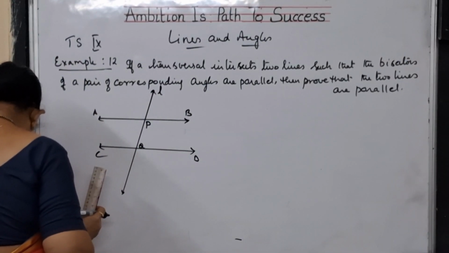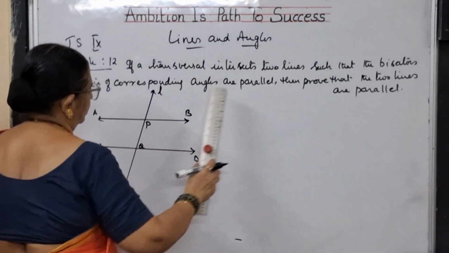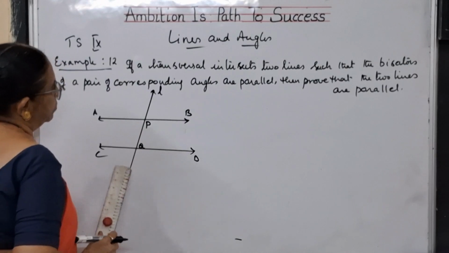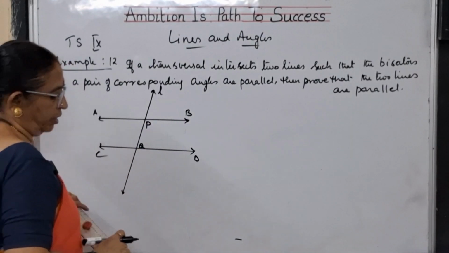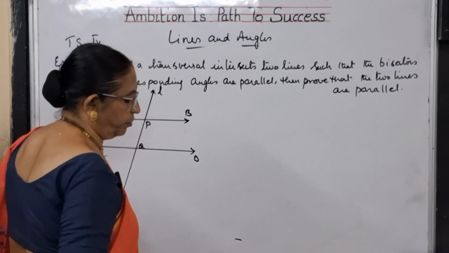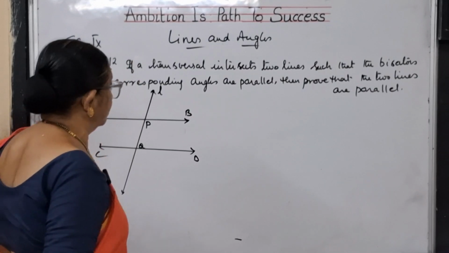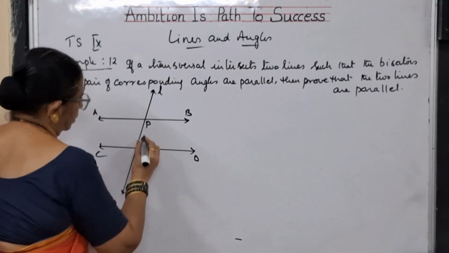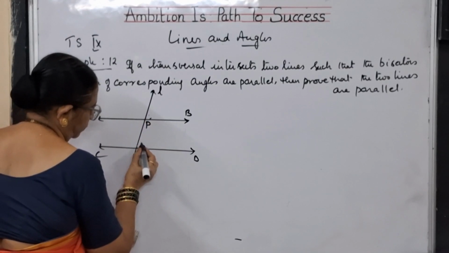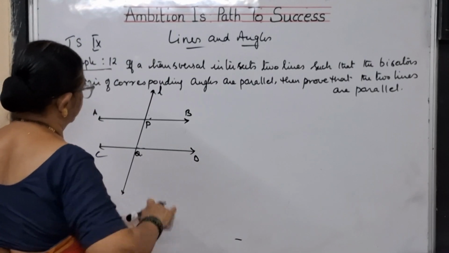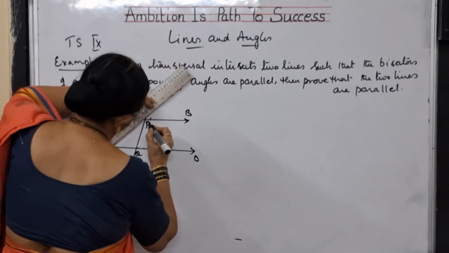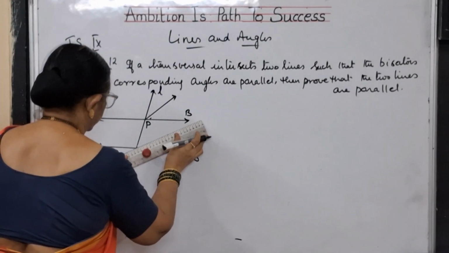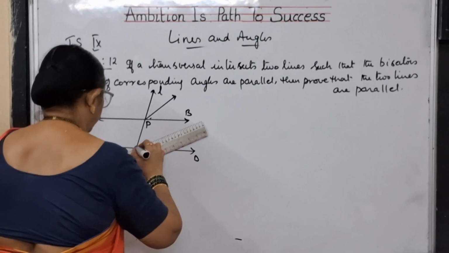Now, what is it that they have given? If a transversal intersects two lines such that the bisectors of the pair of corresponding angles are parallel. These two are corresponding angles, angle P and angle Q, this angle and this angle. So a pair of corresponding angles, and these are the bisectors. Bisectors means the one which divides it into two equal halves. So this is one bisector and this is the bisector of angle Q.